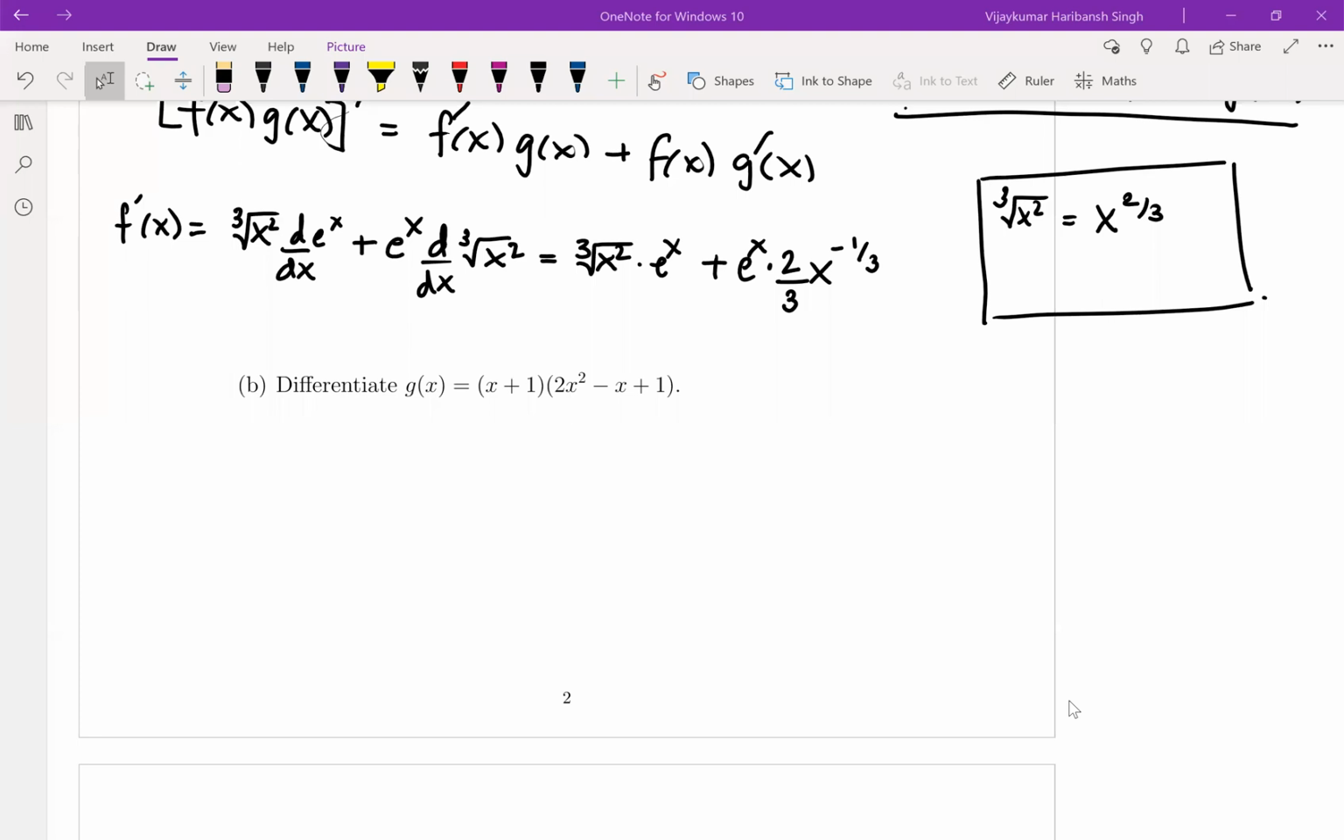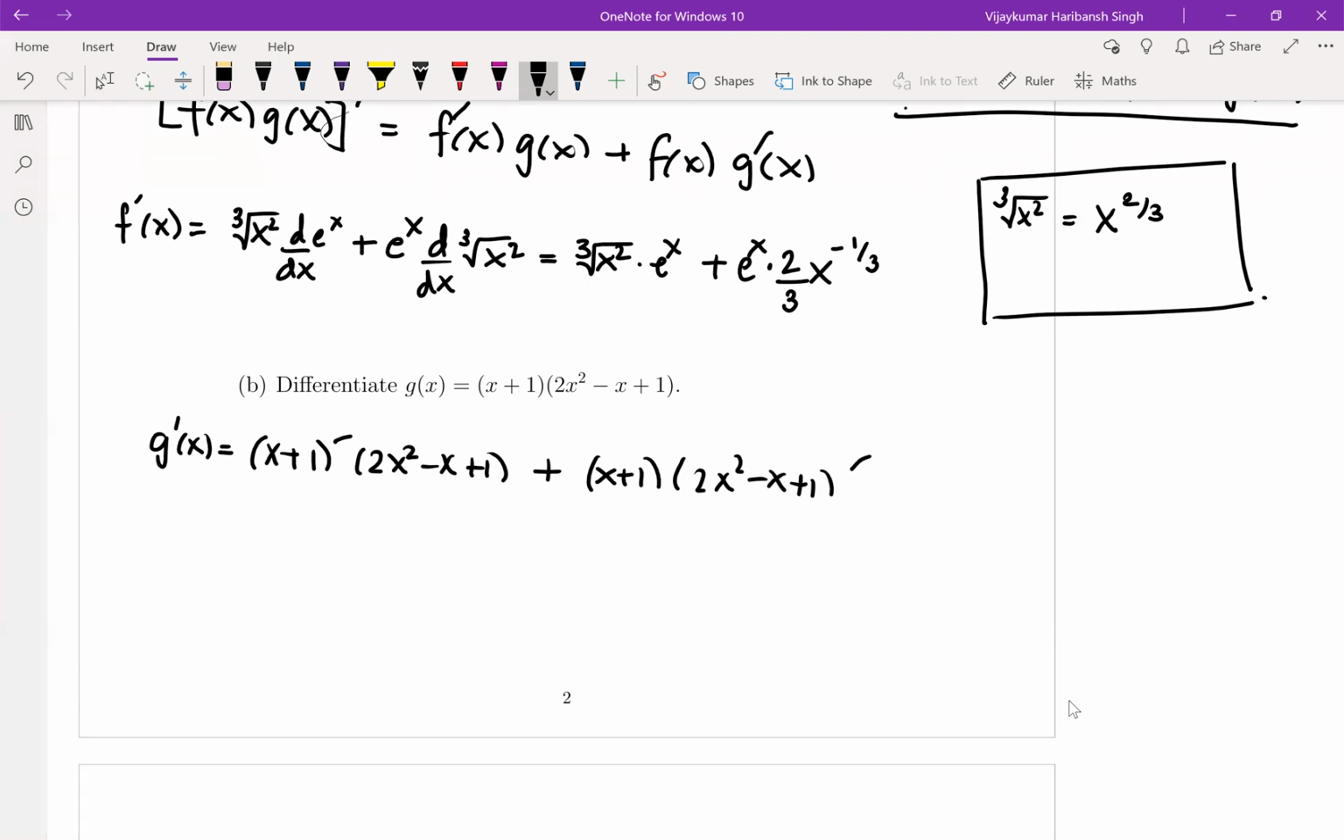So again, in this case, I will use the prime notation. So g prime x is going to be x plus 1 prime times 2x squared minus x plus 1, plus x plus 1 times 2x squared minus x plus 1 prime. Okay.